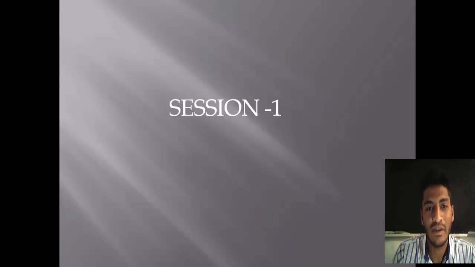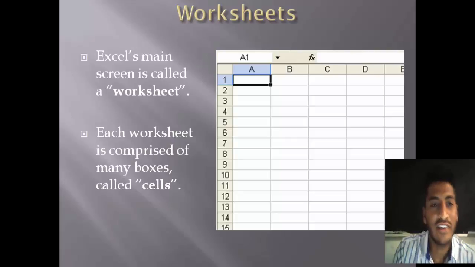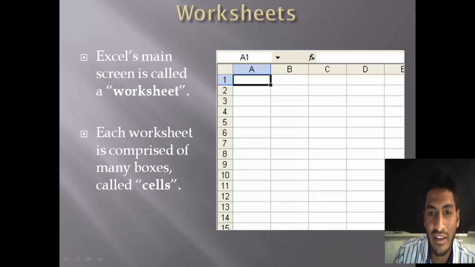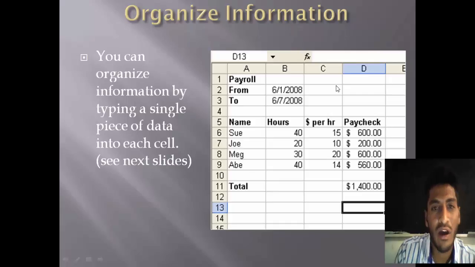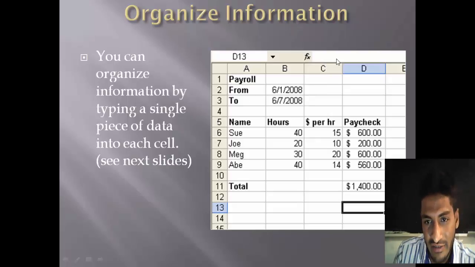Session 1, Introduction to Excel. Worksheet Basics. Excel's main screen is called a worksheet. Each worksheet is comprised of many boxes called cells. Here you can see all the boxes and cells. You can organize information by typing a single piece of data into each cell, which you can clearly see over here.